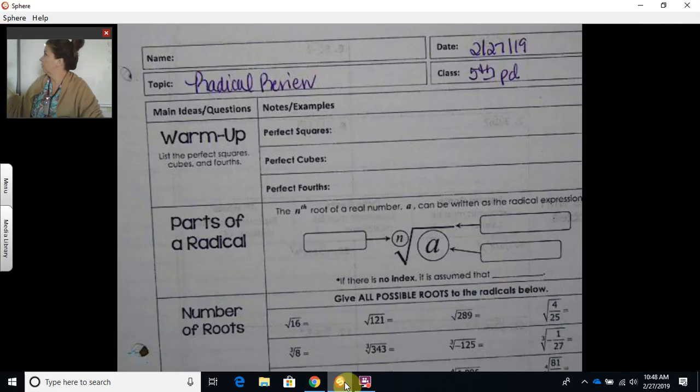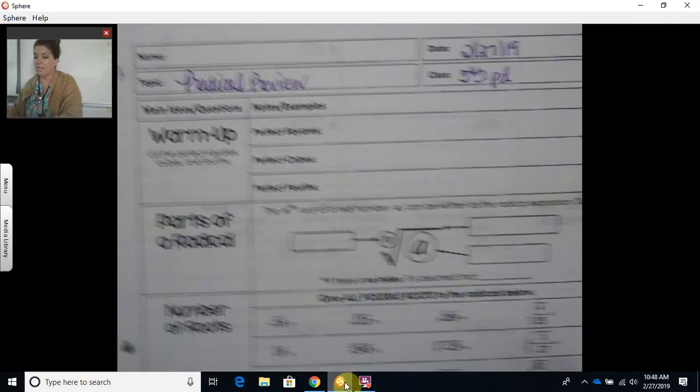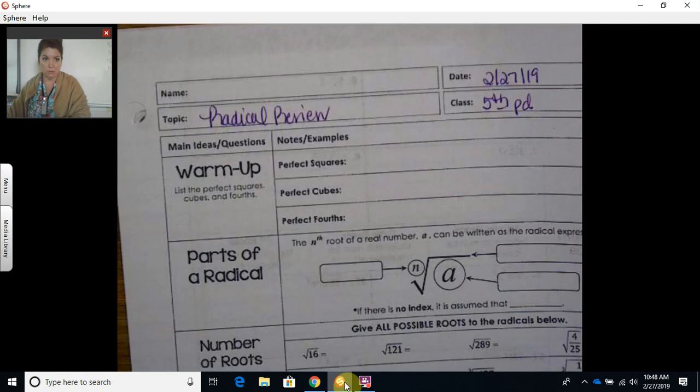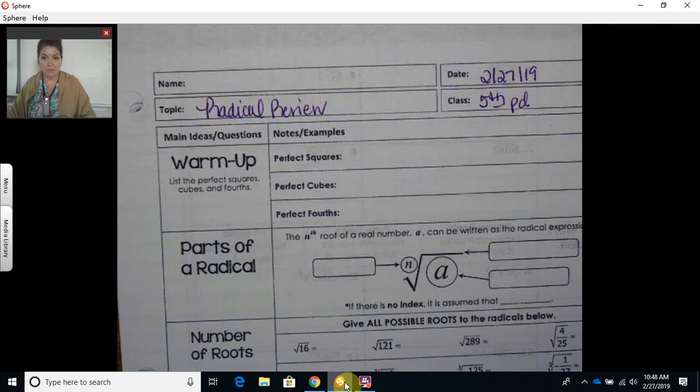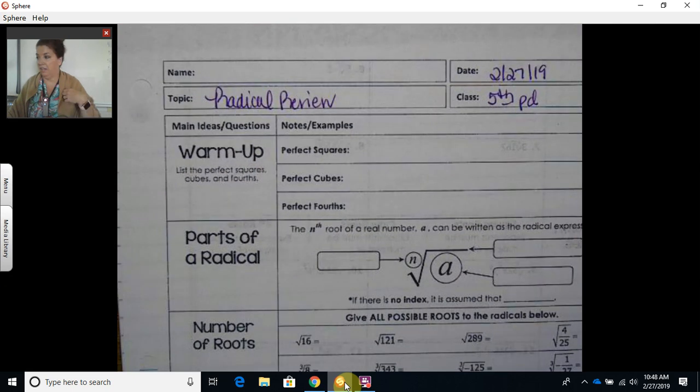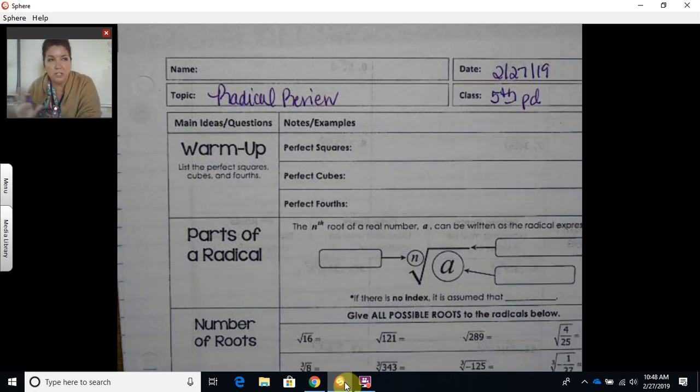Today we are starting section 8, but I want to do a radical review before we go into section 8. You've simplified radicals before, but some of you have more practice than others, so I want to make sure everybody's got a good understanding. This isn't like section 8 topic 1 or anything. This is like a pre-section 8. So everybody's heads are up and paying attention.